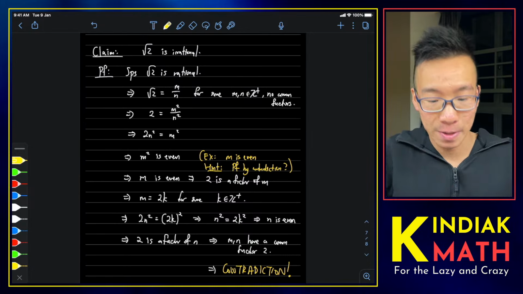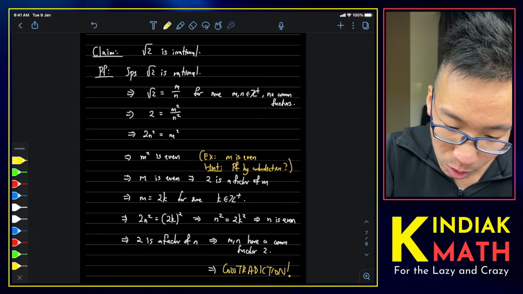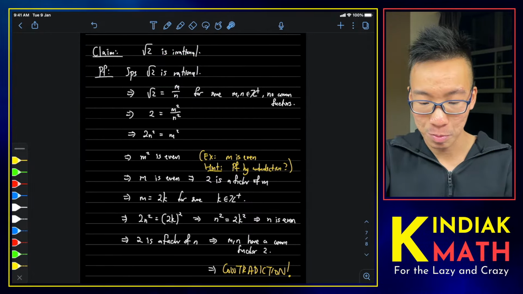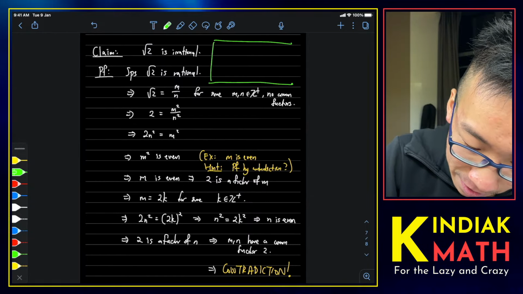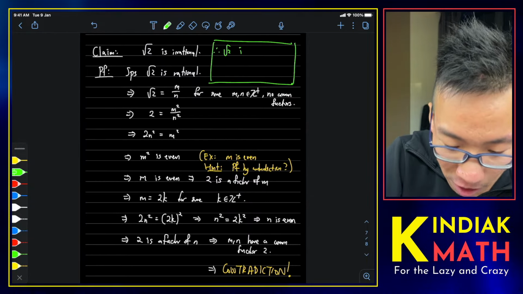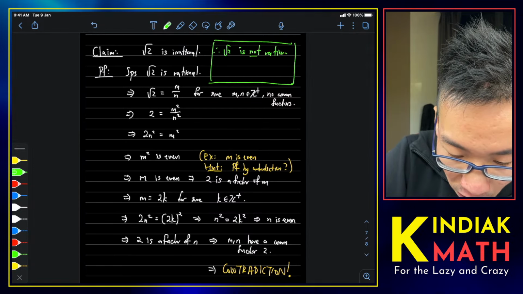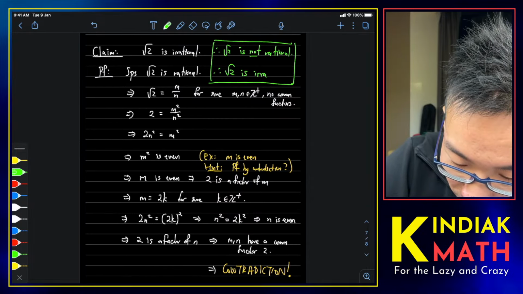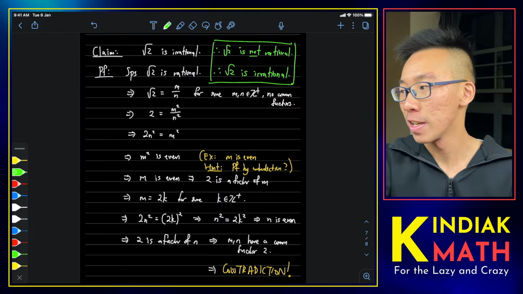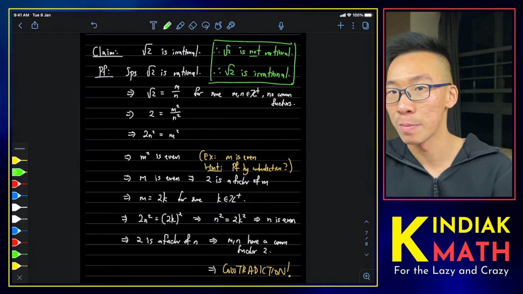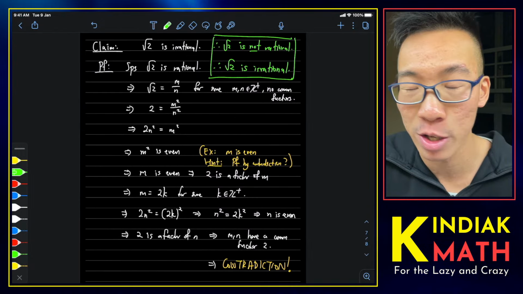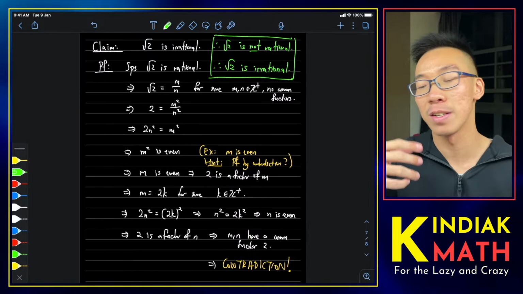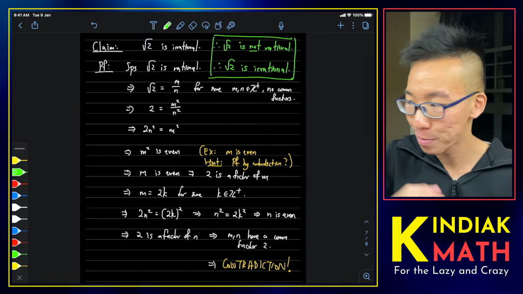But what did we contradict? We contradicted the claim that root 2 is rational. So if root 2 is rational leads to a contradiction, then we can conclude that root 2 cannot be rational. But that tells us simply that root 2 is irrational. So the point of using a proof by contradiction is that it gives you more tools to work with. You do not know much about irrational numbers, but you have tons and tons of information about rational numbers. So that's the use of a proof by contradiction.